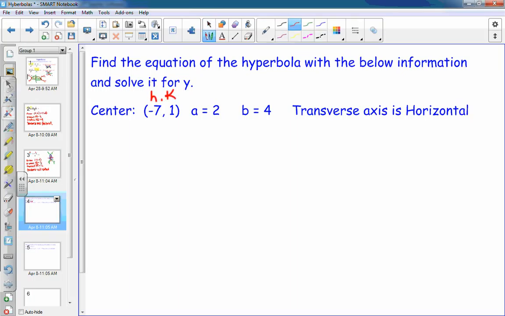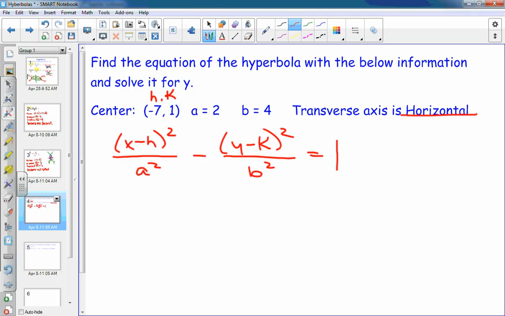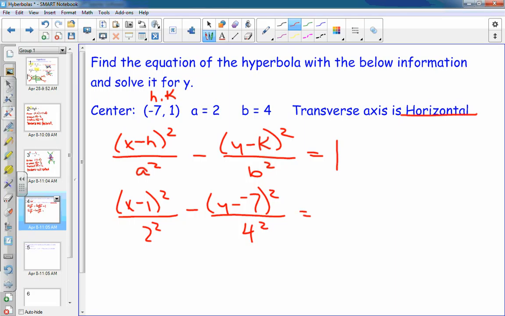So I am having what type of an axis here? Horizontal. So in my equation, which one goes first? X. So my equation is going to be x minus h squared over a squared minus, because that indicates hyperbola, y minus k squared all over b squared, and it always equals the value 1. Everybody good? And I plug in what I know. So this is going to be x minus 1 squared all over 2 squared minus y minus negative 7 squared all over 4 squared is equal to 1.